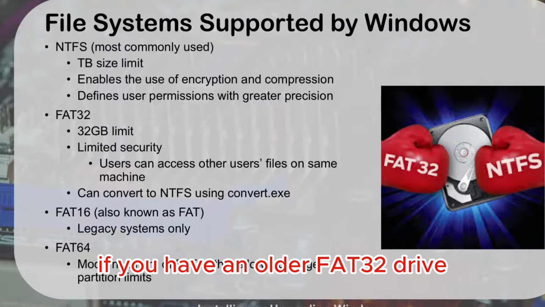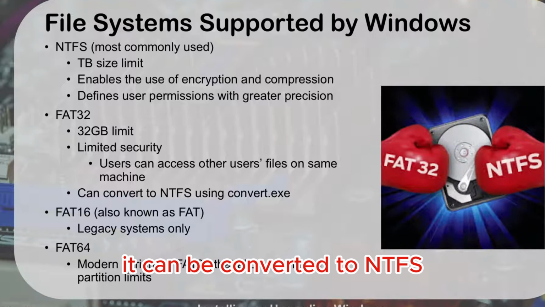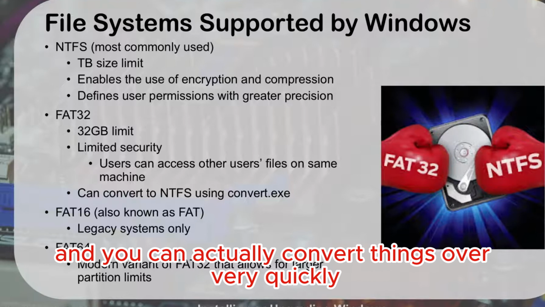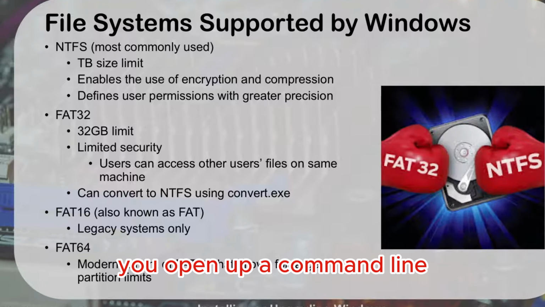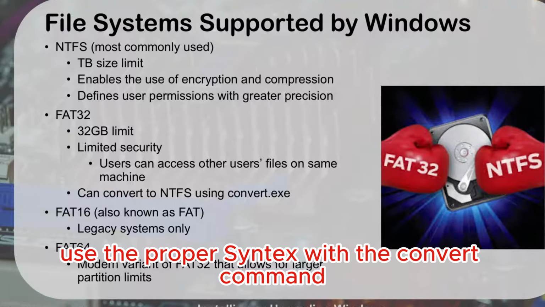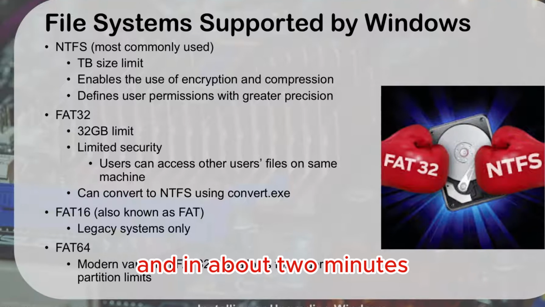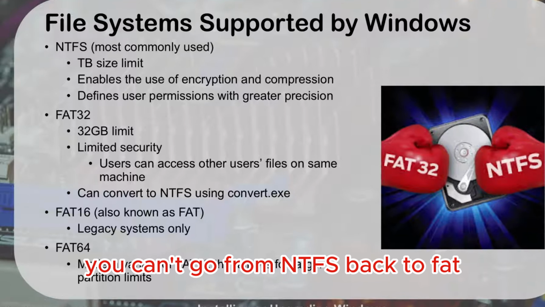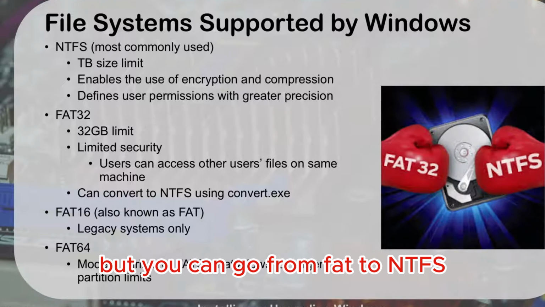If you have an older FAT32 drive, it can be converted to NTFS by using this command called convert. And you can actually convert things over very quickly and very easily using this. You open up a command line, you use the proper syntax with the convert command, and in about 2 minutes, your drive is now NTFS without any data loss. Okay? You can't go the other way around. You can't go from NTFS back to FAT, but you can go from FAT to NTFS.